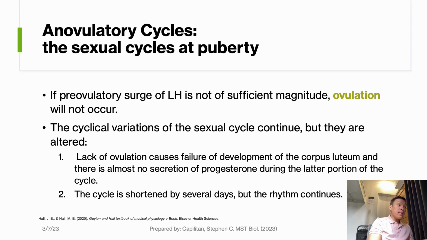And ovulatory cycles, which are the sexual cycles at puberty. If the pre-ovulatory surge of LH is not of sufficient magnitude, ovulation will not happen. The cyclical variation of the sexual cycle will continue, but it is altered. First, there is lack of ovulation, which causes a failure of development of the corpus luteum, and there is almost no secretion of progesterone during the latter portion of the cycle. The cycle is shortened by several days, but the rhythm continues.